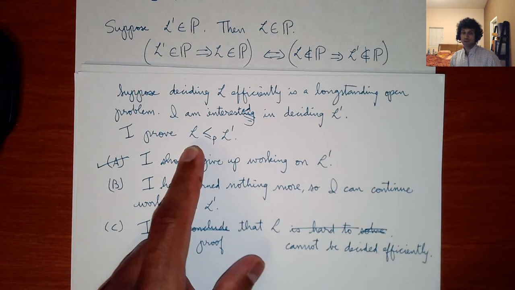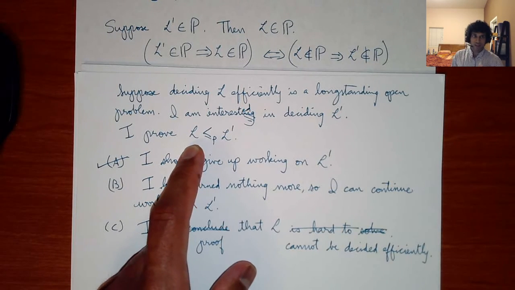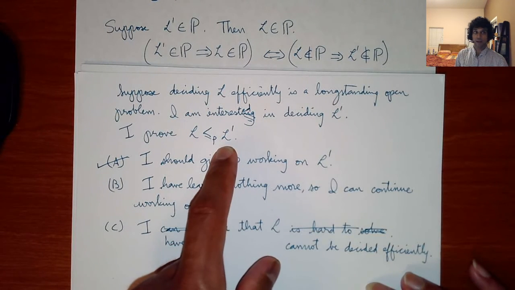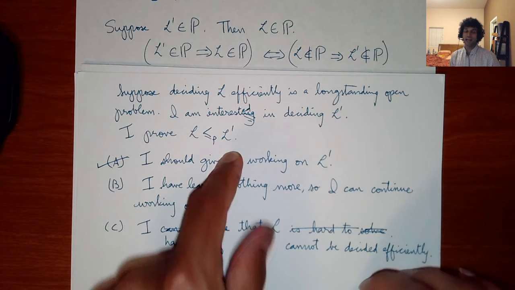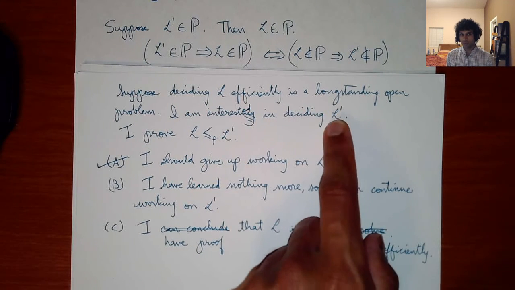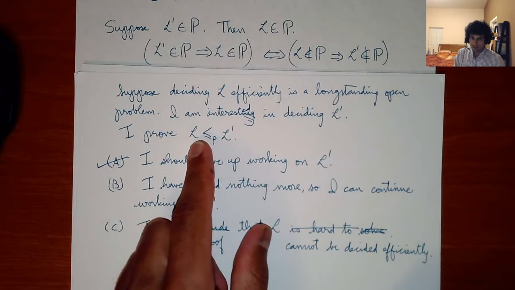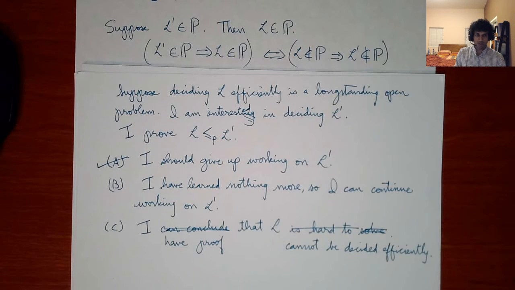If I can take another problem where it is unlikely to have a polynomial time algorithm and I reduce it to L prime, then actually I have evidence that it's unlikely that L prime is going to have a polynomial time algorithm. So you don't start with the problem and reduce from L prime, which is the common mistake. You start at a hard language, and we'll make this more formal.